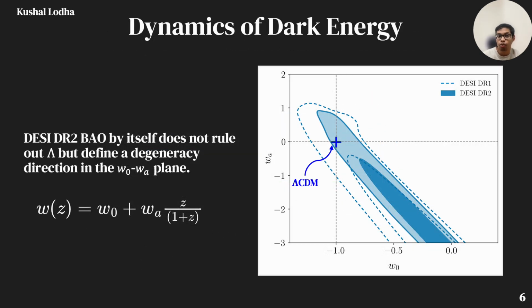To consider such evolution, we can add 2 degrees of freedom in the form of w0 wa and see what kind of constraints we get. So let's first start with DESI alone. What we find is that DESI itself is not constraining enough to rule out Lambda, but it has a very well-defined degeneracy direction in w0 wa.